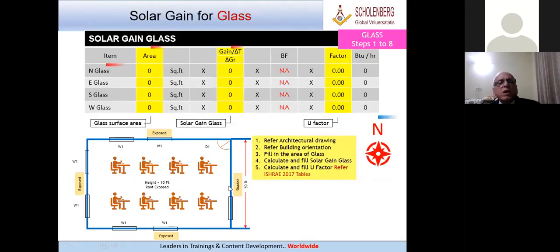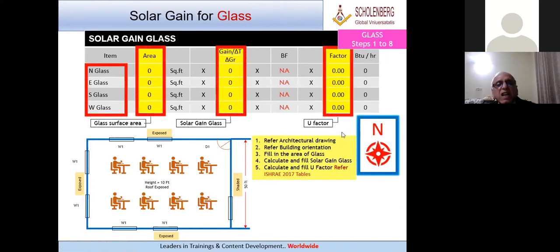Now we come to solar heat gain. Now glass is going to oppose. How much is it going to oppose? Then the area, that factor, and the difference in the temperatures. That is in consideration.